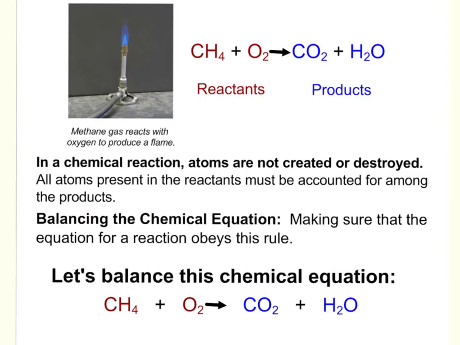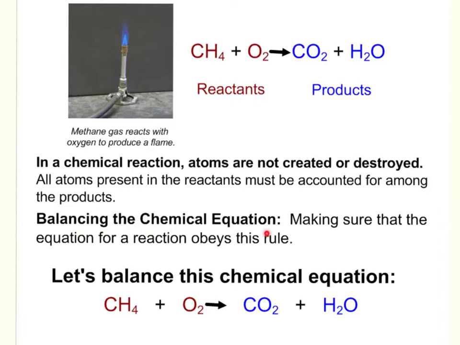Now let's look a little bit more at this idea of chemical equations. When we have a chemical reaction, remember, atoms are not created or destroyed. We have conservation of mass. We do not create or destroy atoms. Therefore, all the atoms present in the reactants must be accounted for among the products. So if we start with one atom of carbon, we better end up with one atom of carbon over here.